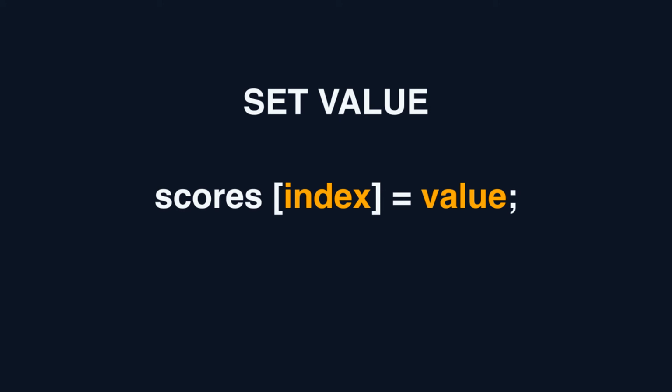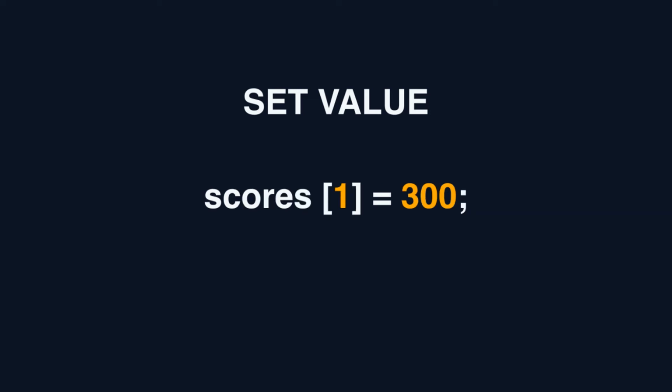To access an element of the array, we place the index between square brackets after the name of the array. For example, this would assign the value 300 to the second element of the array. Don't forget that since the array index starts at 0, the second element has an index of 1.